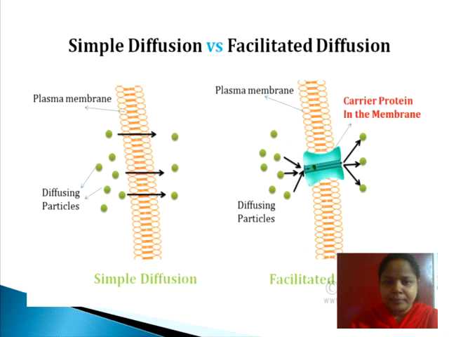Now another diagram makes the difference clearer, how simple diffusion and facilitated diffusion occur. As you can see, in simple diffusion, no protein is playing a role in the transport process, from higher concentration towards lower concentration. But in facilitated diffusion, the proteins present in the plasma membrane help out in the transport from higher concentration to the lower concentration. This all occurs with the help of carrier proteins that are present in the plasma membrane.